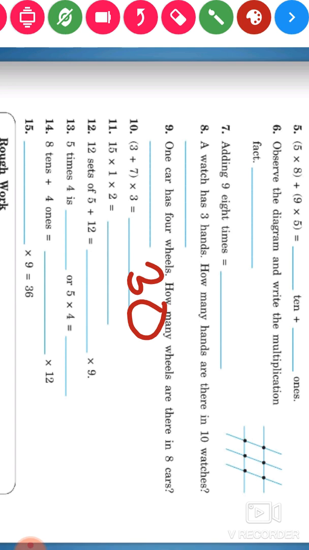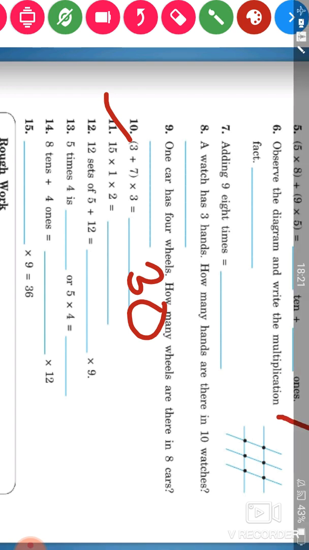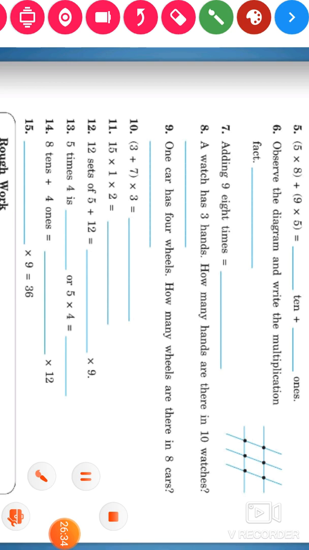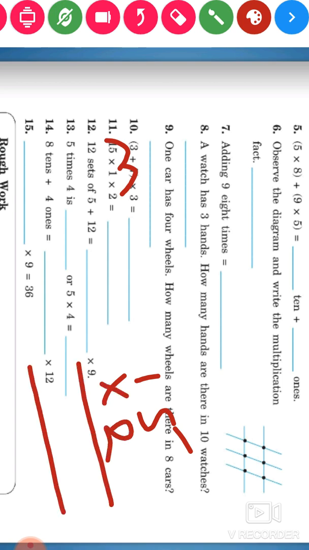Now question number 11. Do question number 11 yourself. So 15 ones are 15 and 15 twos are 30.